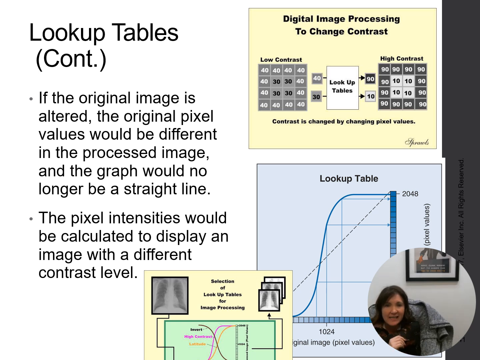Here's just a couple examples. If I took an image that was very, very low contrast and I matched it up with my lookup table, and my lookup table was like, hey, your 40s look like this and your 30s look like this, but you shouldn't have any 40s and 30s. You should have 90s and 10s. So it would run through this perfect lookup table and it would convert those 40s to 90s and the 30s to 10s, and your ultimate image would look like this.